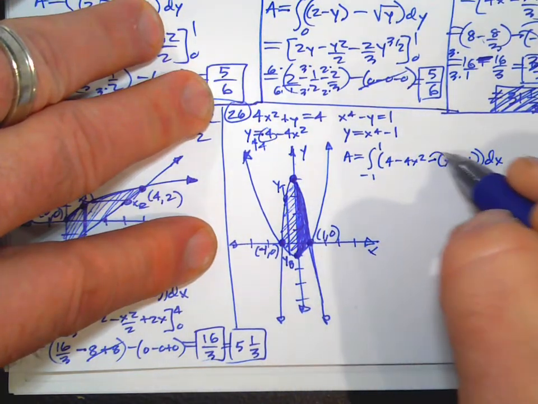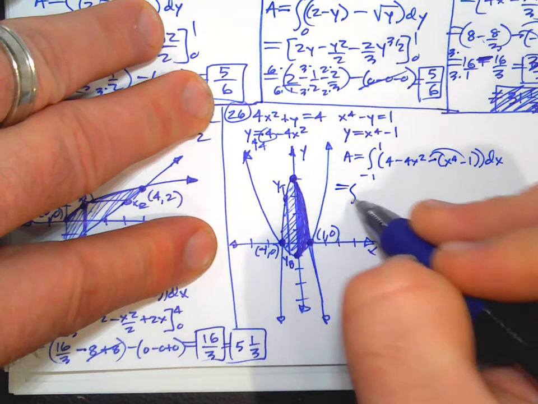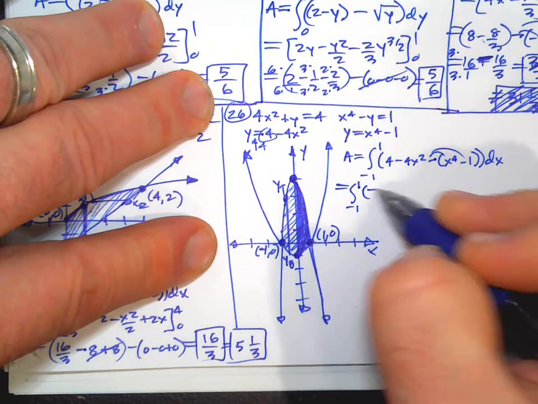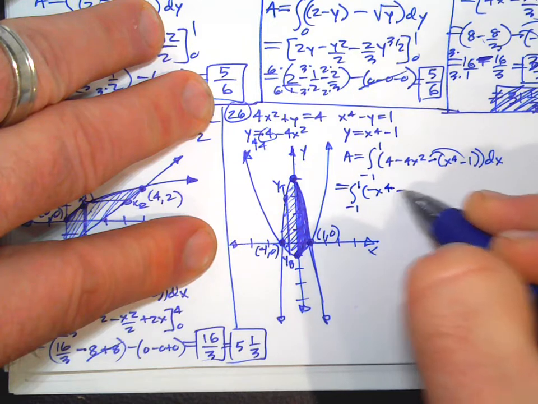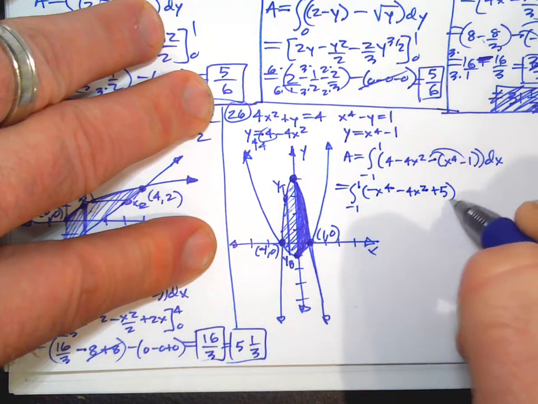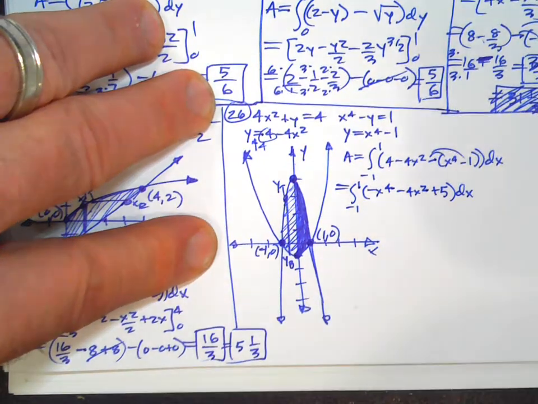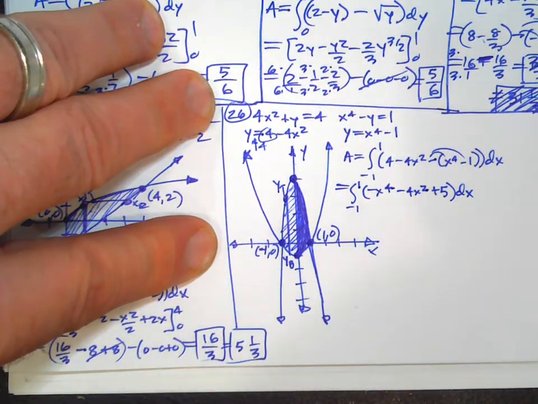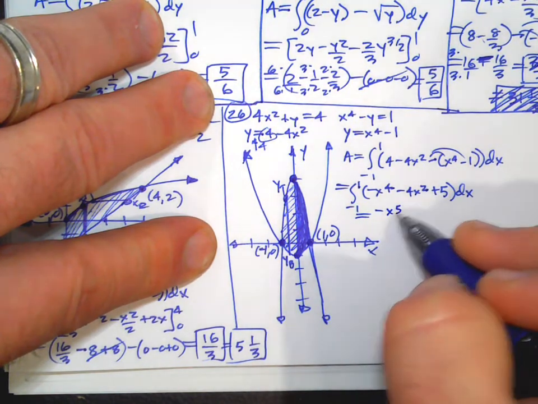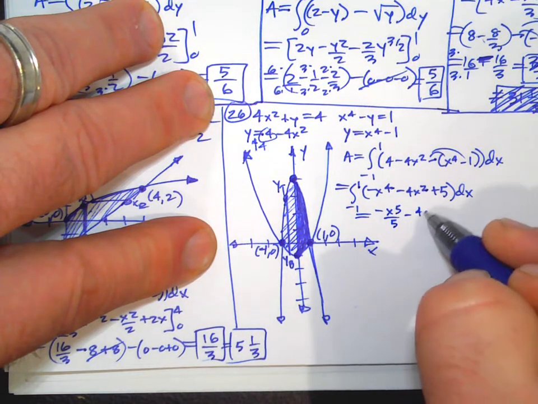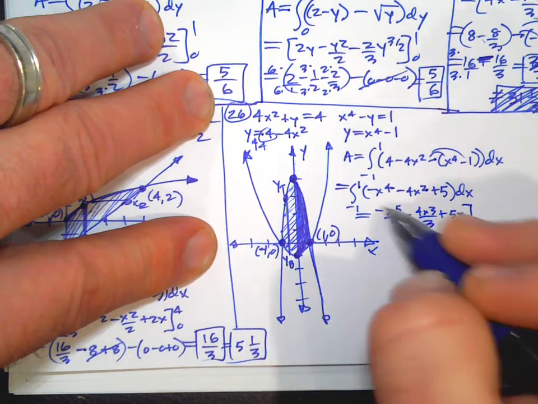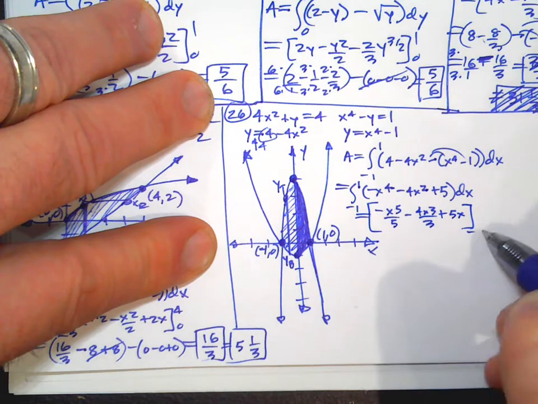And then you got to distribute the subtraction. I think it'd be worth it to clean it up first. So it's going to be -x to the fourth minus 4x squared plus 5. Combine like terms, rewrote it in like standard form. Okay, so it's going to be -x to the fifth over 5 minus 4x cubed over 3 plus 5x. And we're going to go -1 to 1.